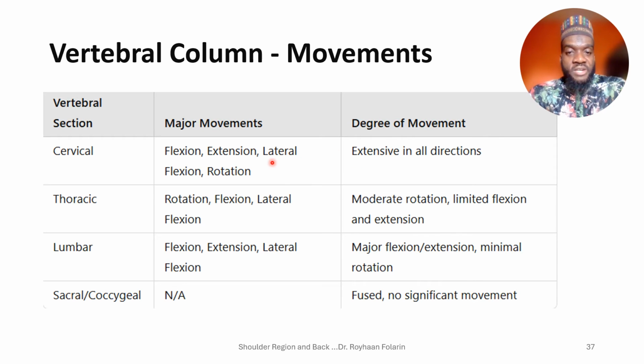So it is quite extensive in all directions. Okay? As for the thorax, you could have some level of rotation, as when you are doing some exercise, and then you could have flexion of the thorax, and you could also have extension of the thoracic vertebrae, and then you have lateral flexion as in bending sidewards. So the level of rotation is quite moderate, and then the level of flexion and extension is quite limited in the chest itself, unlike in the neck. While for the lumbar, you have some flexion, some extension, and some lateral flexion as well. However, it's quite minimal when it comes to rotation. And then for the sacrococcygeal region, the sacrum and the coccyx, it's not applicable. They don't literally move. So there's no significant movement there because the bones are fused.